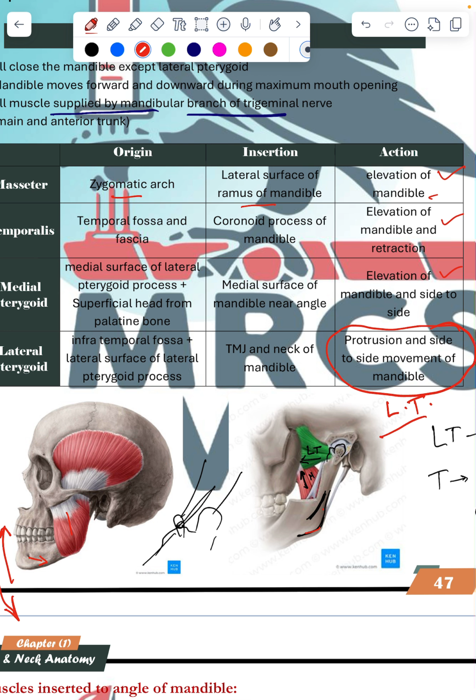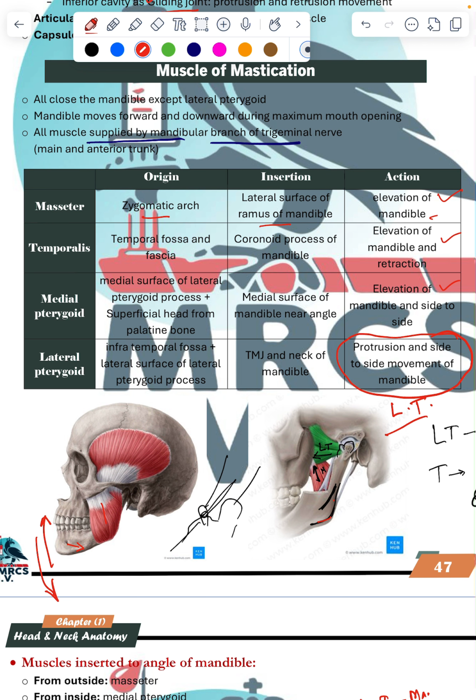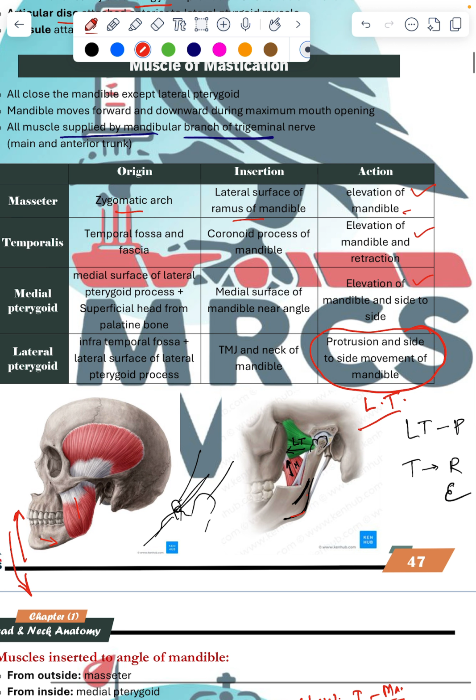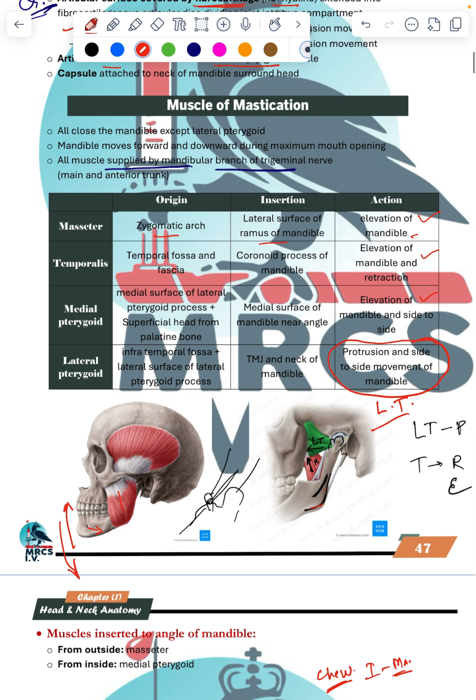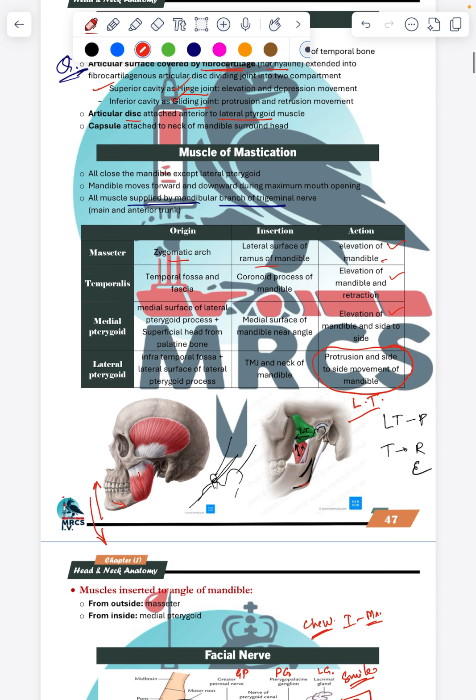So elevation and side to side movement is by medial pterygoid. And lateral pterygoid is arising from the infratemporal fossa plus the lateral surface of the lateral pterygoid process, and it is inserting on the temporomandibular joint and neck of mandible. So if this muscle is acting, that will cause protrusion and side to side. This is important: lateral pterygoid, protrusion and side to side movement of mandible.